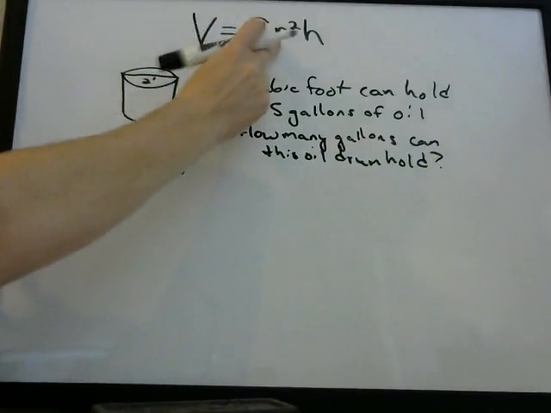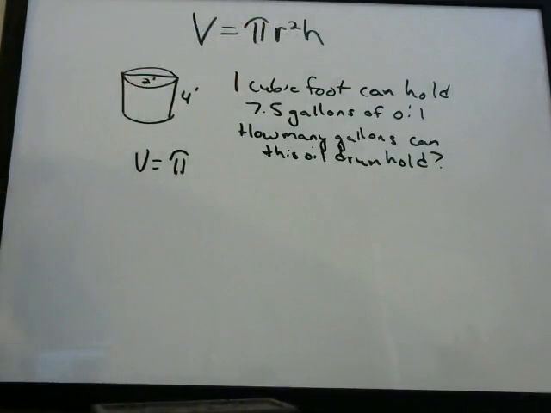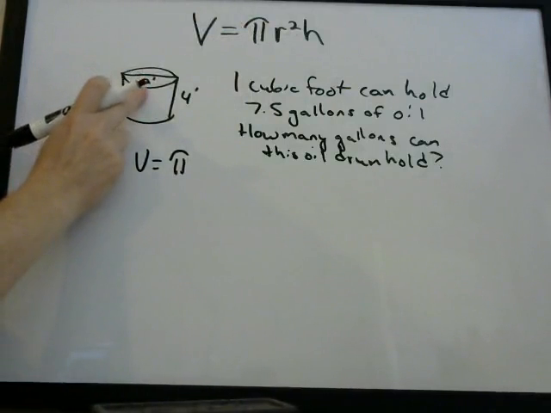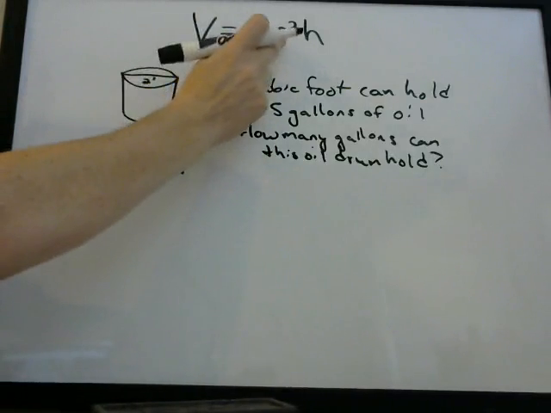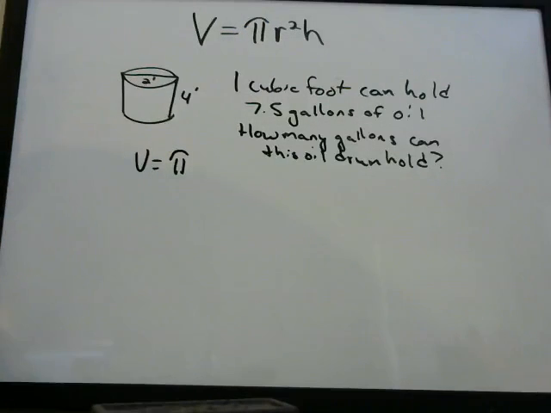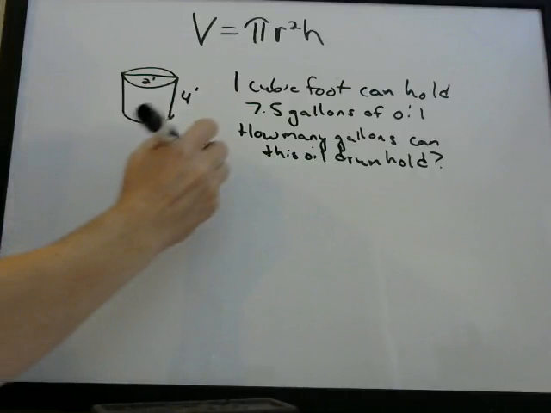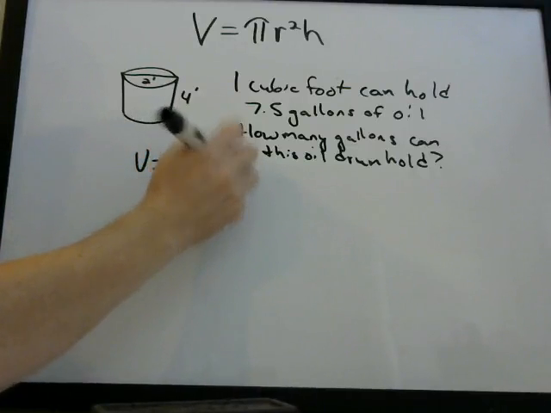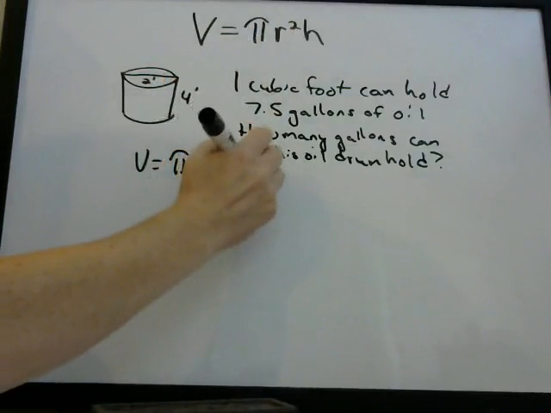pi r squared. So here they're giving us the diameter. So be careful in these problems because they're giving you the diameter. You don't want the diameter, you want the radius. If the diameter is 2, the radius is half of that. So the radius is 1. 1 squared times the height. The height is 4.